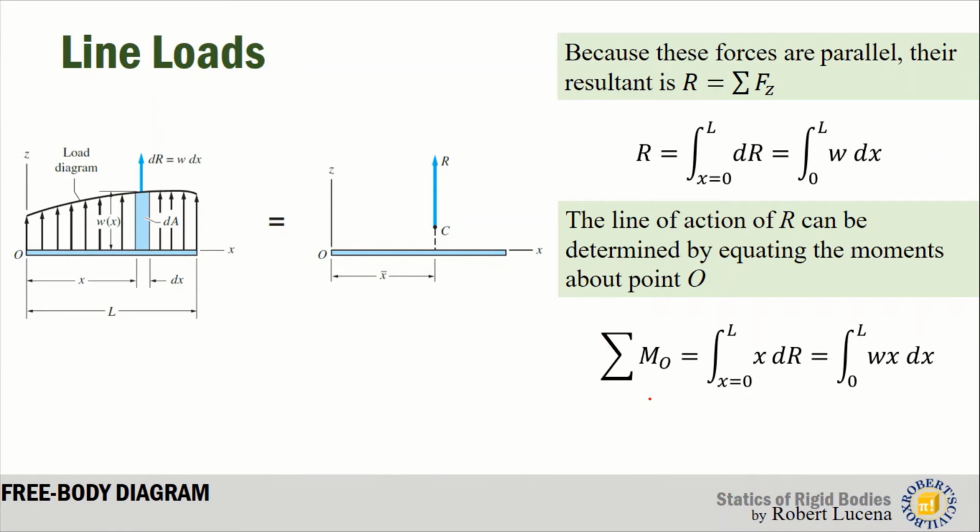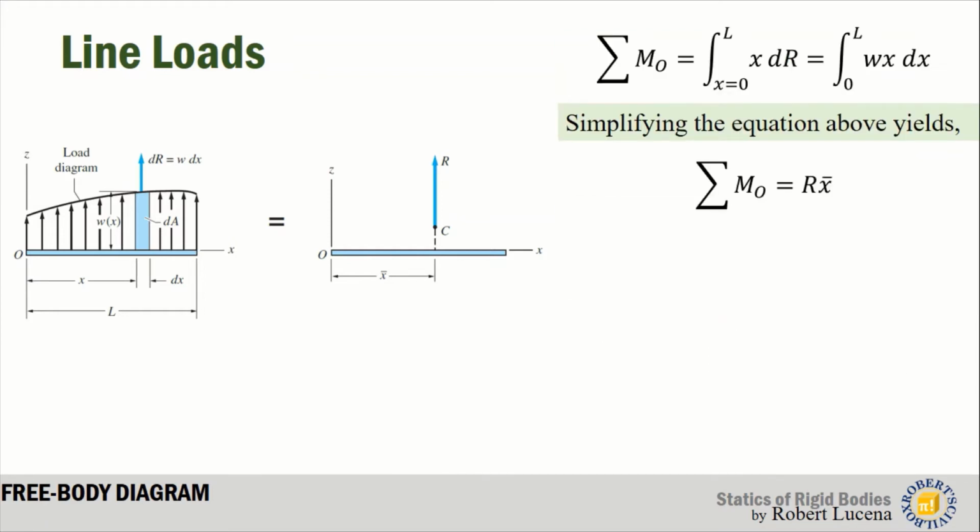That is why the summation of moment about point O is x dR, where dR is the differential force for this differential strip, and its lever arm is represented by x. Now, if you integrate all the values of dR from 0 to L, its moment is also equal to wx dx. If you replace dR with w dx, you will get wx dx, and that is equal to the summation of moment. Simplifying the equation above gives us that the summation of moment at point O is R x bar. So that means that the resultant passes at the centroid of the load diagram.